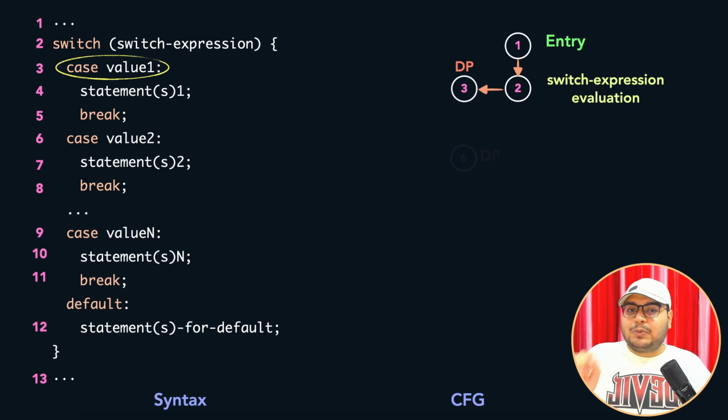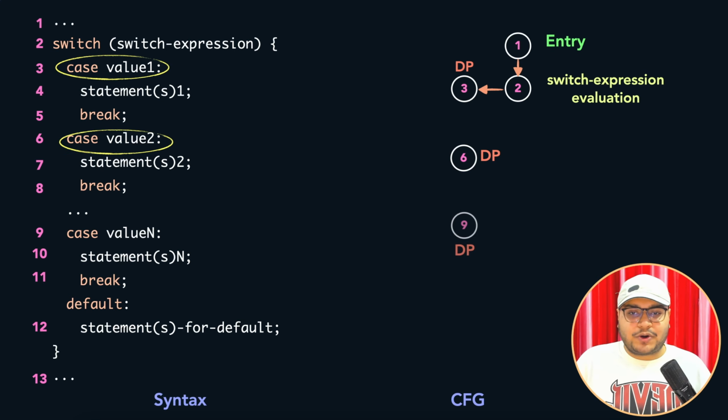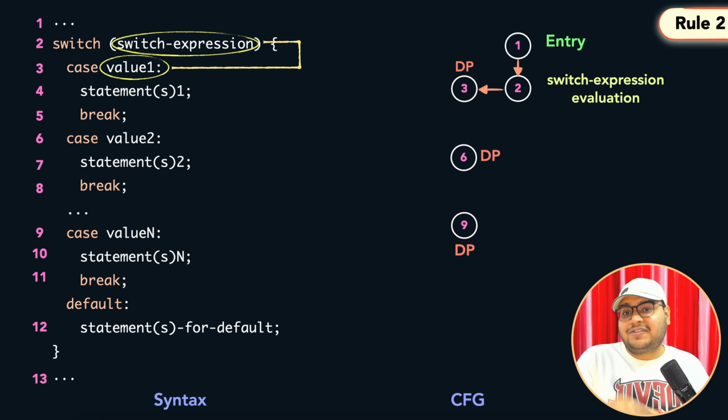In Java, the keyword case marks a decision point inside a switch statement, signaling that some action needs to be performed over here. In our example, there are 3 decision points: node 3, node 6, and node 9. But what's the action that we need to perform over here at the case statement? The action is to match the value in the case statement with the value of the switch expression. We will basically check whether value 1 is equal to the value of switch expression or not. This brings us to the second rule.